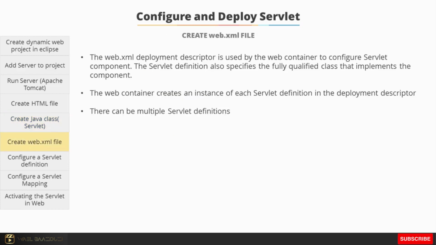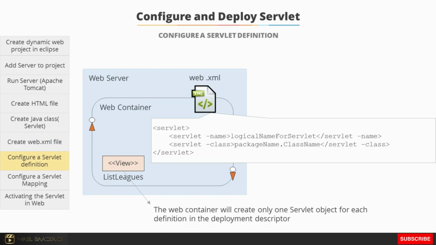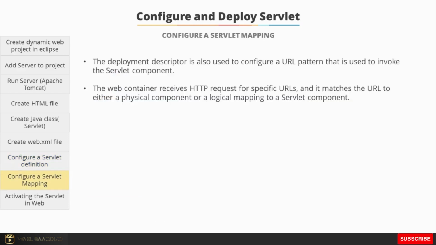We then create a web XML, or a deployment descriptor file, which is used by the web container to configure the servlet component. The servlet definition also specifies the fully qualified class that implements the component. The web container creates an instance of each servlet's definition in the deployment descriptor. Then we configure the servlet definition inside the web container of the web server. Inside our deployment descriptor file, we provide the configuration name and the package name for the servlet. The web container will create only one servlet object for each definition in the deployment descriptor.